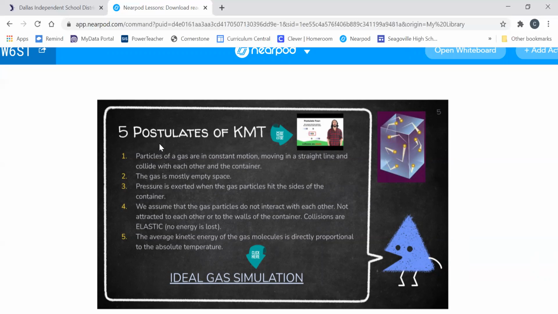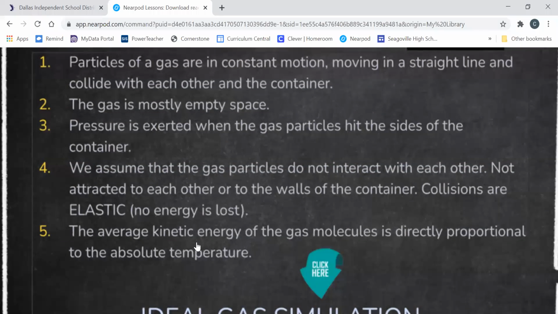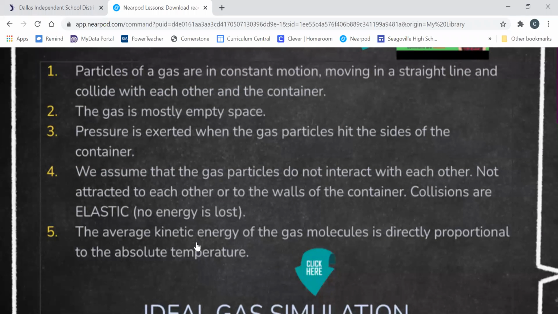And if there is no kinetic energy being lost, no energy loss, that's why it's always going to be moving. And kinetic energy is going to be directly proportional to temperature. So if kinetic energy is really high, that means that the temperature is also going to be really high.